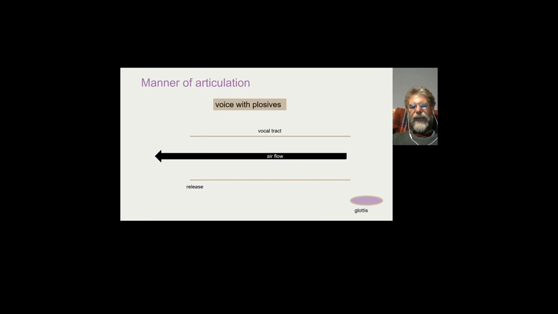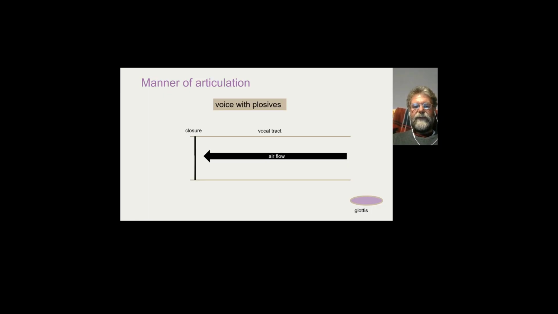Now, if you do that without vibrating your glottis, if you just allow the air to flow out, you get a puff of air coming. You get this air coming suddenly out from your vocal tract. Those kinds of sounds are known as aspirated plosives. Aspirated plosives are the ones that are accompanied by a puff of air, and you get that when there is no vibration from your glottis.